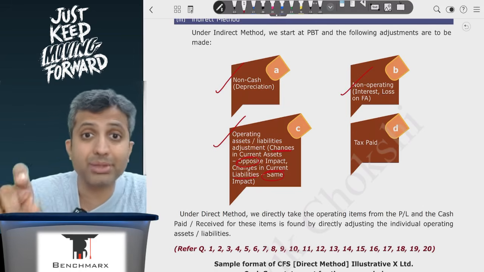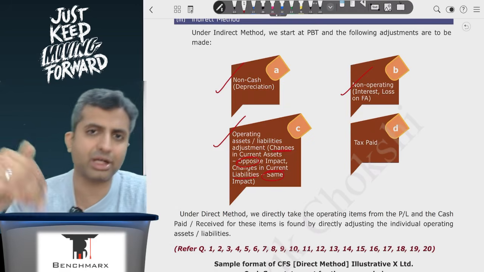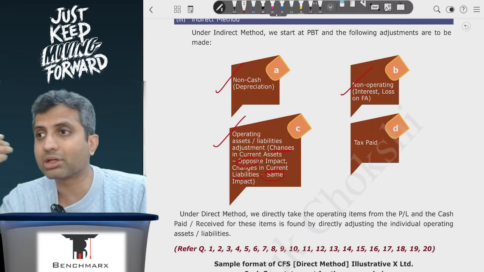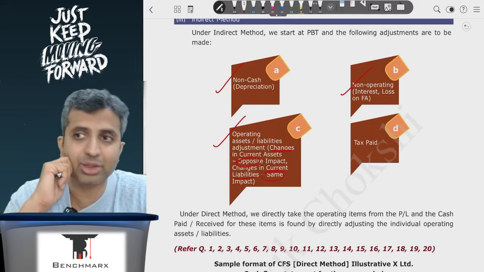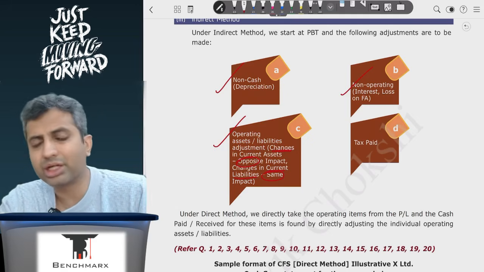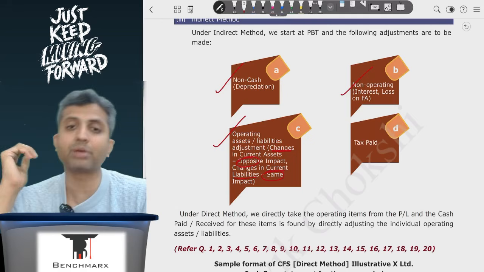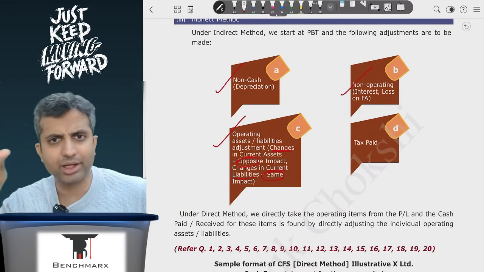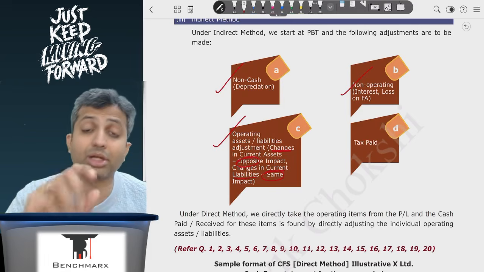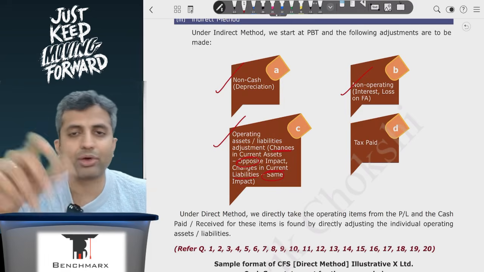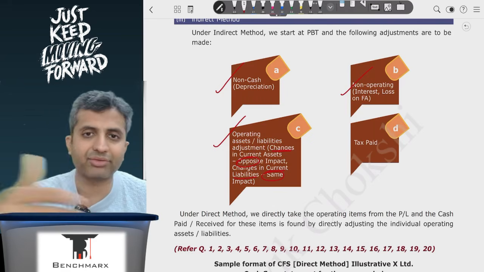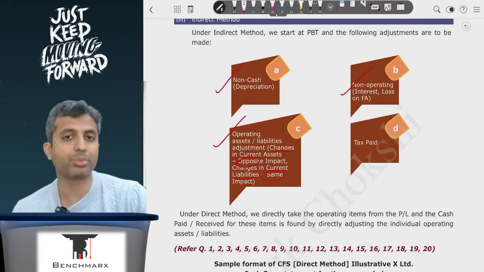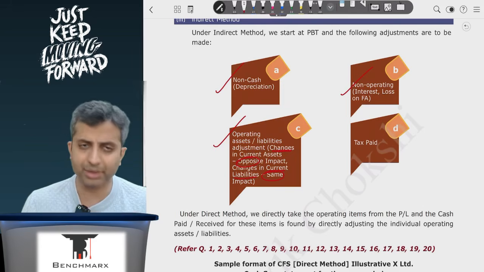Sometimes these operating assets or liabilities may also be non-current. Remember, we usually look at current items because current items are those which impact the day-to-day course of your P&L. But there may be certain non-current items as well, like gratuity. Gratuity ultimately is also an operating expense. It may be non-current, but it is an operating expense. Or maybe there are long-term debtors, in which case you can do this working as well. And there may be certain current items, like interest receivable or payable or dividend receivable or payable, which are not operating in nature, in which case they will not go into the working capital adjustments.